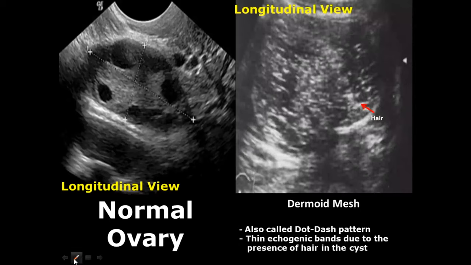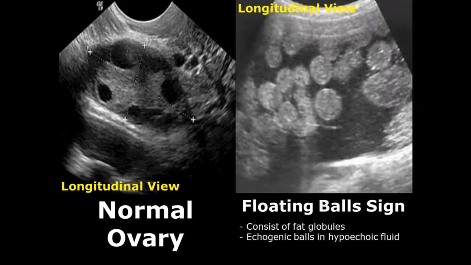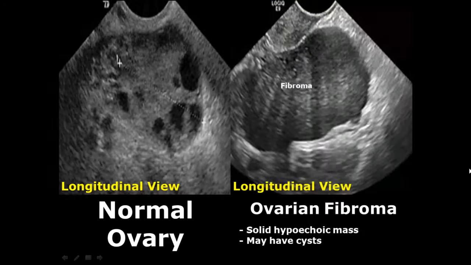The dermoid mesh is formed from hair inside a cyst. This form gives a dot dash pattern. These are thin echogenic bands which give this type of appearance. Another feature is the floating ball sign, which are fat globules inside the cyst. These are hyperechoic fat globules inside a hypoechoic fluid.